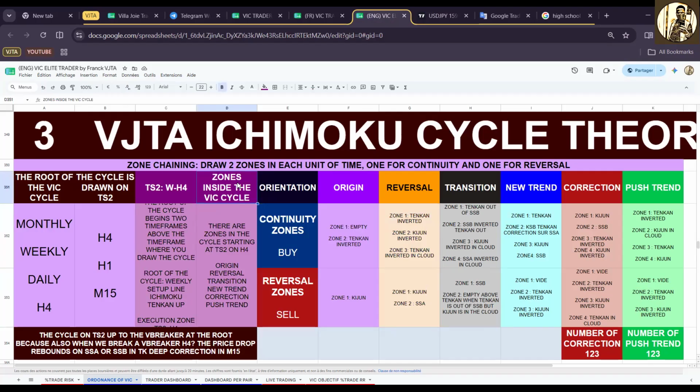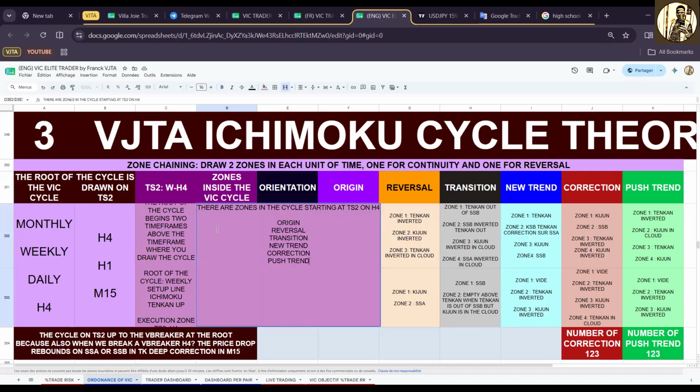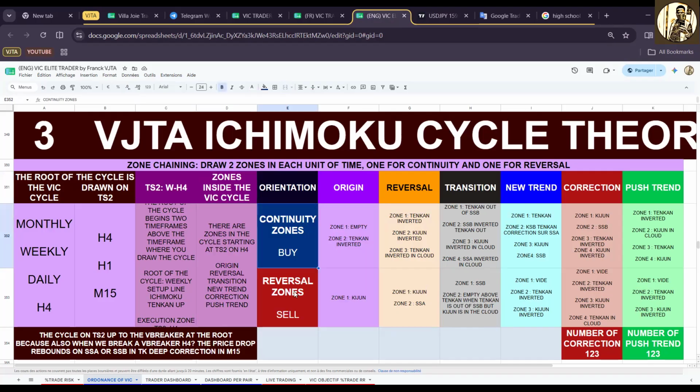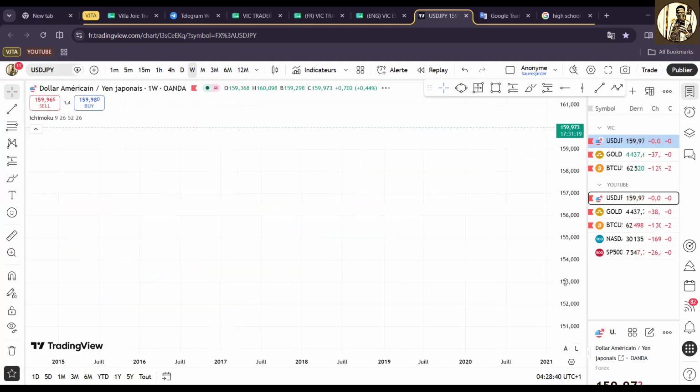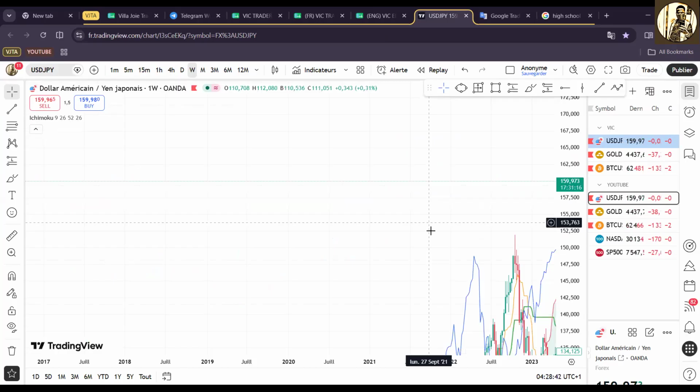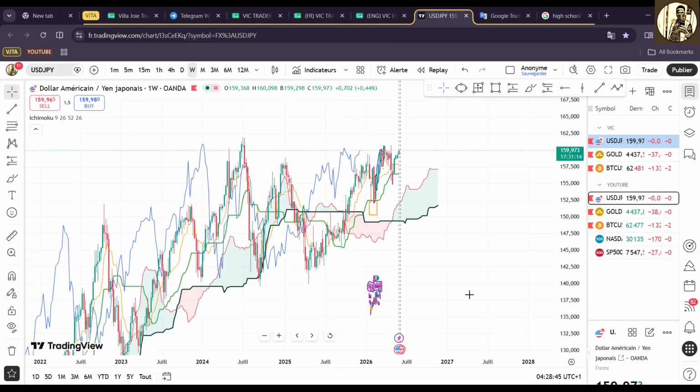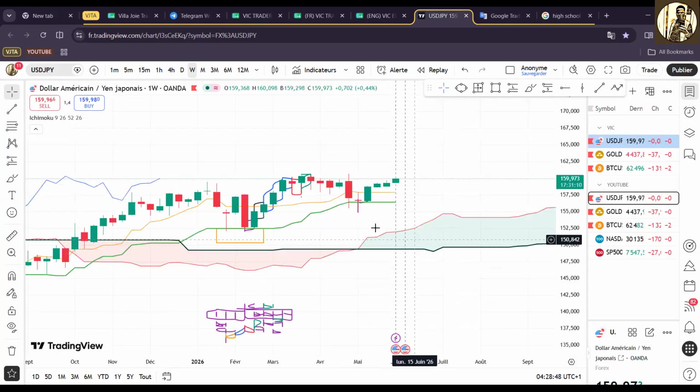Then the zones inside the Vjta Ichimoku cycle. There are zones in the cycle, starting at TS2 on H4. You have continuity zone and reversal zone. Continuity zone is to buy, reversal zone is to sell. So what you need to understand is that you all start with the root. To know the continuity zone, you need to go with the root first.